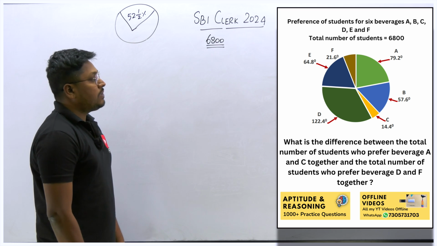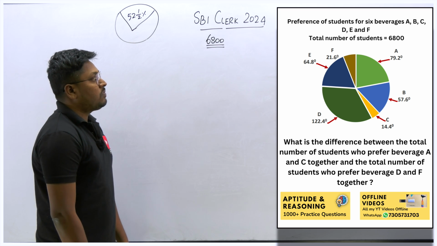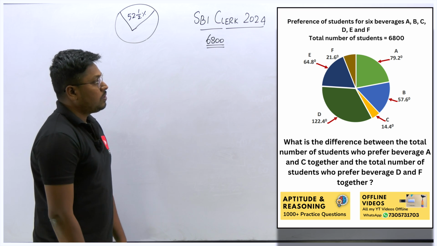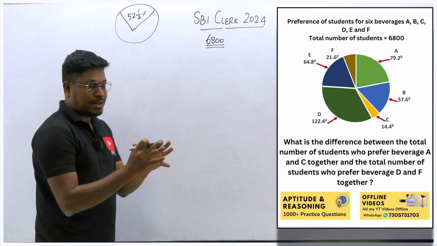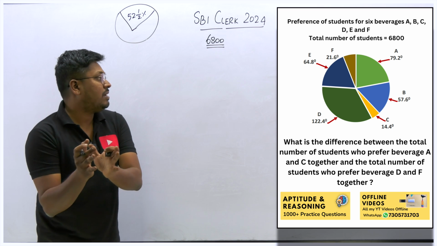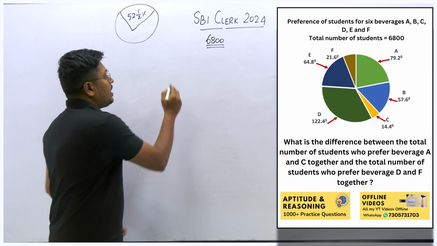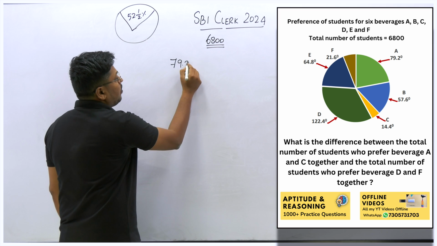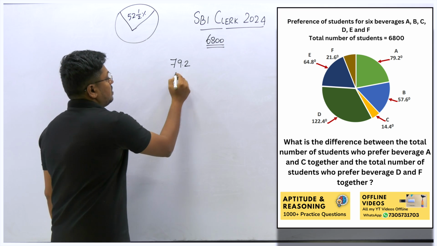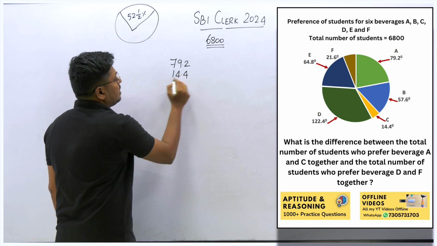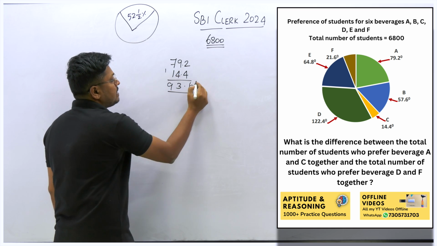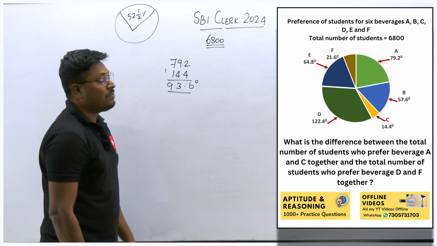What is the difference between the total number of students who prefer beverage A and C together and the total number of students who prefer the next two? Our target is to find the difference between these 2 beverages and the next 2 beverages, first A and C. A will be 79.2 and C is 14.4. Adding them gives 93.6 degrees, which is the total of A and C.